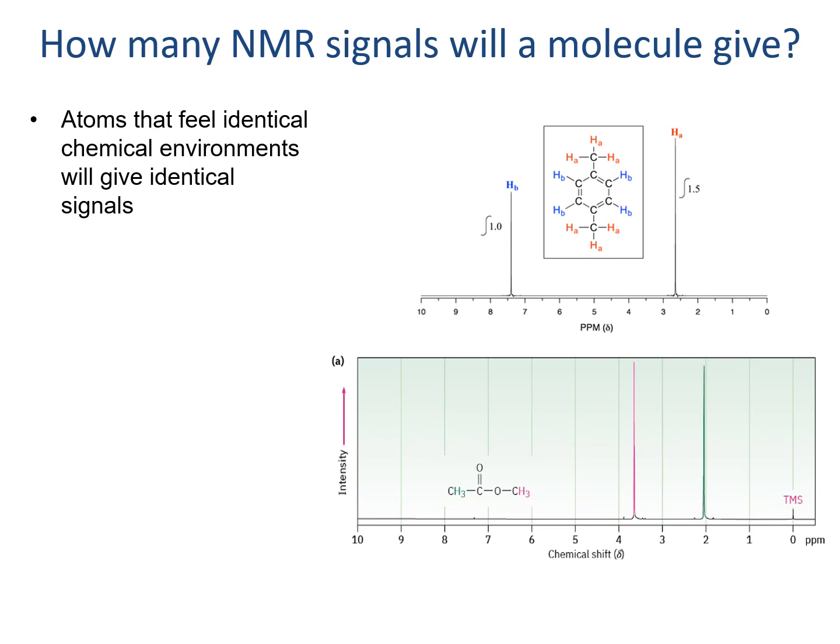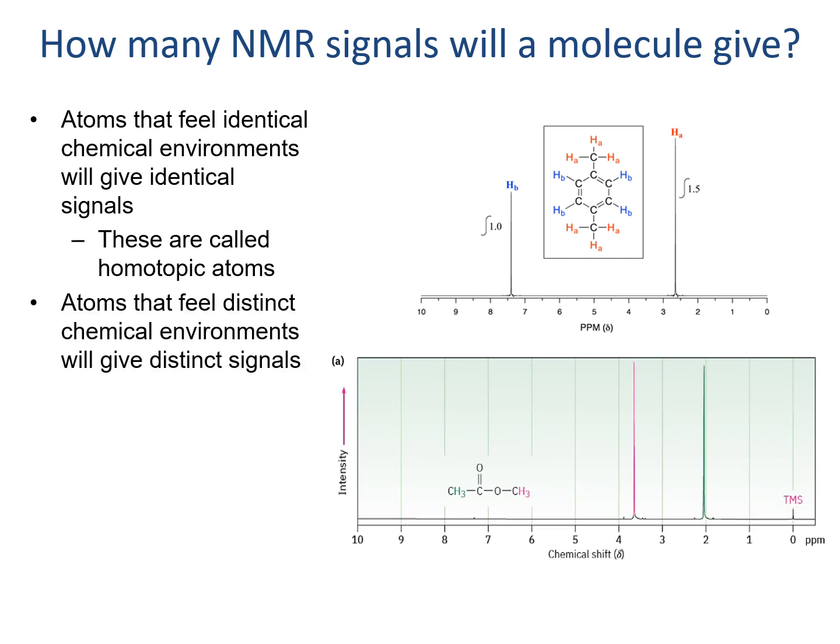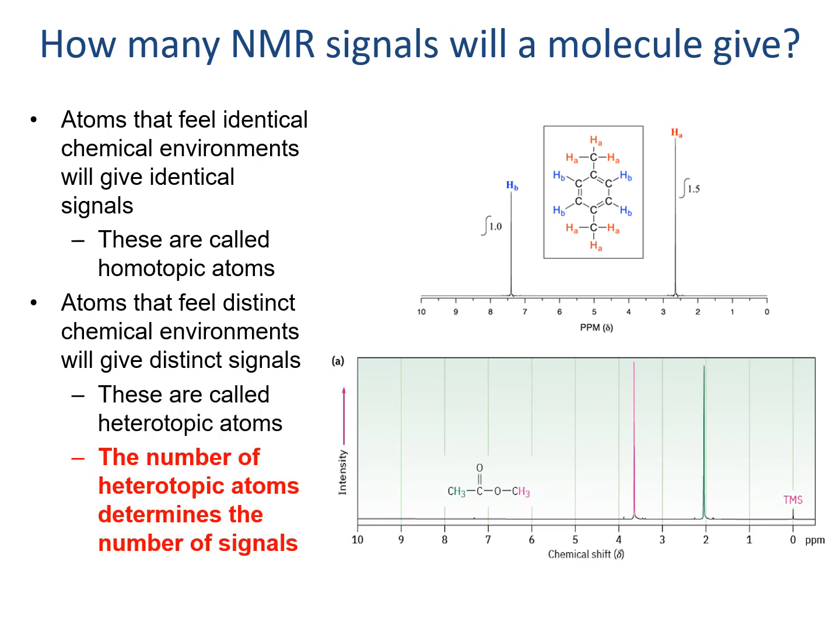And then we have hydrogens that are attached directly to the ring. Those hydrogens are also identical to each other, and so they give us a different signal. All the hydrogens that give us the exact same signal are called homotopic atoms. Anytime we have atoms that feel distinct chemical environments, they give us distinct signals. So we see that HA all gives us the same signal and HB gives us the same signal. But when we have HA and HB, those are heterotopic to each other. So we have 2 heterotopic signals. We will always in our NMR see the number of signals that are given as the number of heterotopic atoms, the number of atoms that feel a different environment.